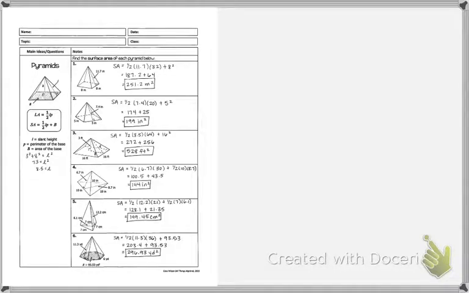Alright, so we're starting 11.6. This is homework 6, the notes for homework 6. We're introducing pyramids and cones. Surface area, again, is just the area of the outside of the shapes.